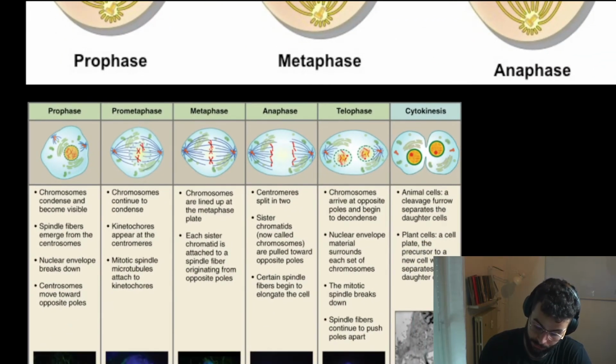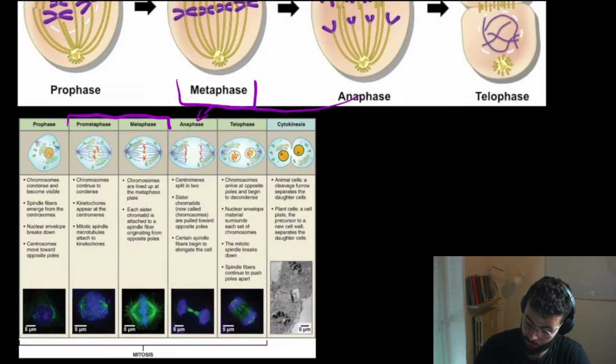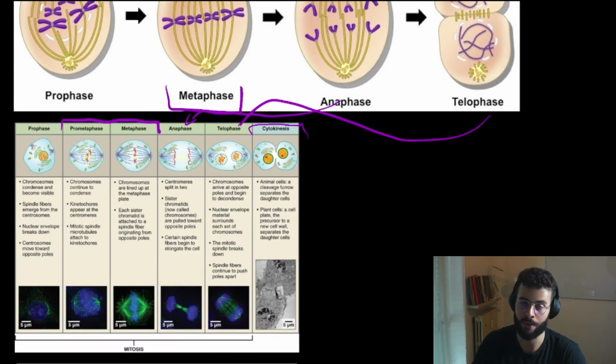Prophase can be divided into only prophase. Metaphase can be divided into pro-metaphase and metaphase. Anaphase is only anaphase, and telophase is only telophase. After telophase, we have something called cytokinesis. Cytokinesis is where you have the separation of the cells.